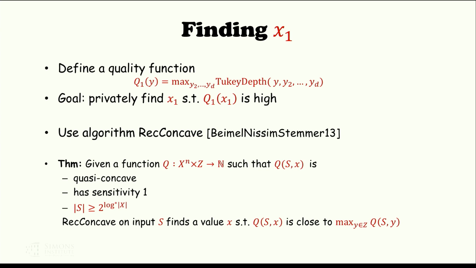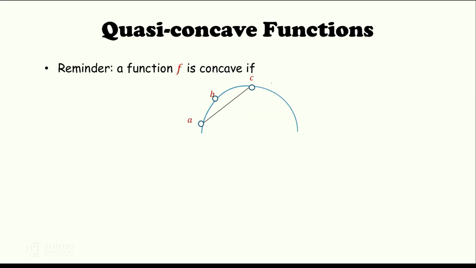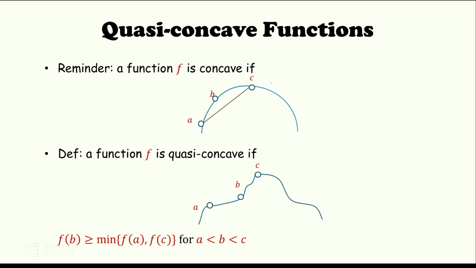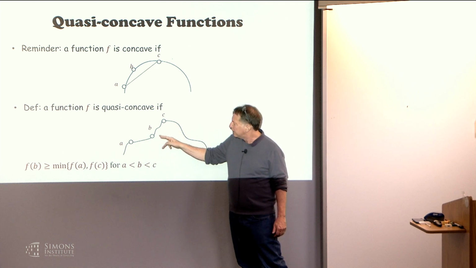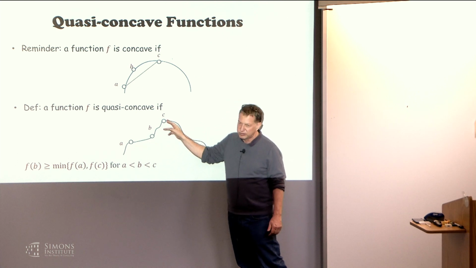So what is a quasi-concave function? We recall that a function is concave if we have a, b, and c, so the value of f of b has to be above the line connecting a and c. This is a concave function. A quasi-concave function can be a much uglier creature. What we require is that if we have a, b, and c, the value of f of b has to be bigger than the minimum of the values at these two points. So this has to be bigger than the minimum.